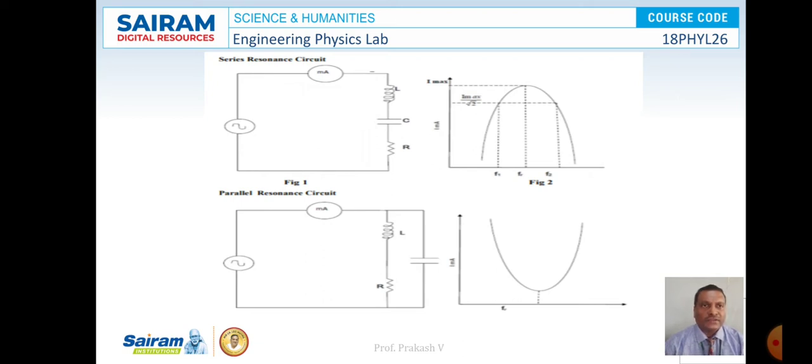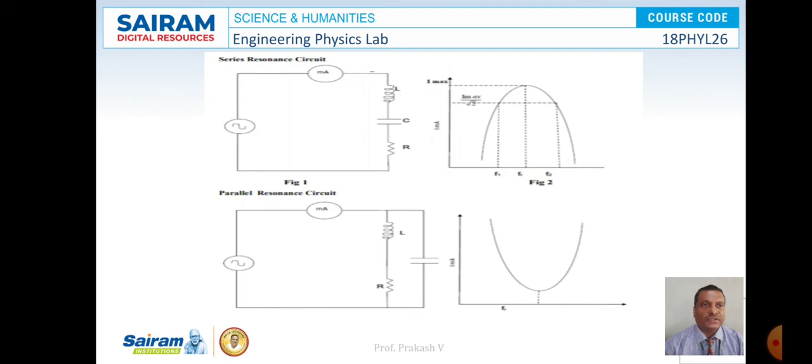In the parallel resonance circuit, the capacitor is connected parallel to L and R. As we increase the input frequency, the current in the circuit is observed to be large in the beginning and keeps on decreasing, and for a particular value of frequency Fr, the current is observed to be minimum. With further increase of frequency, the current keeps on increasing. The graph plotted is as shown in the picture.